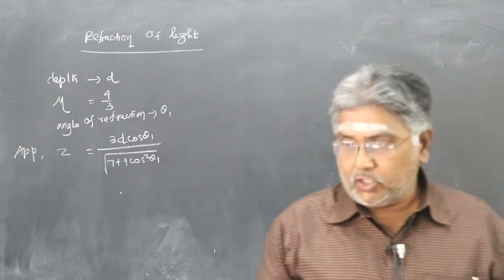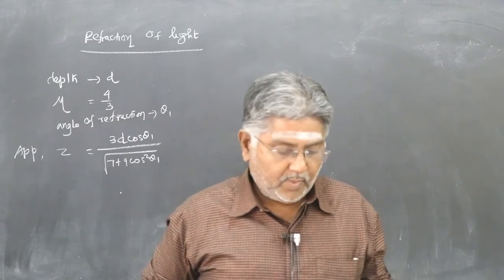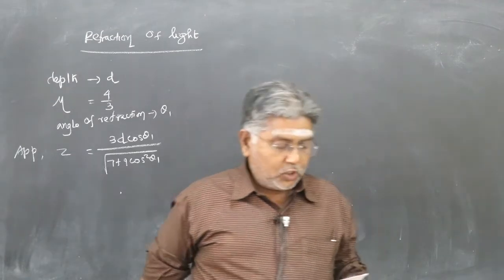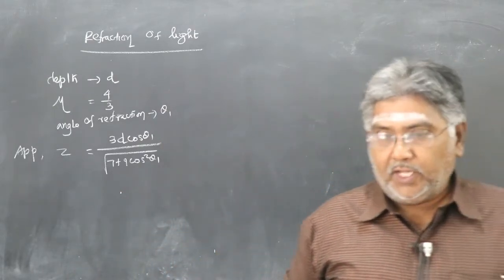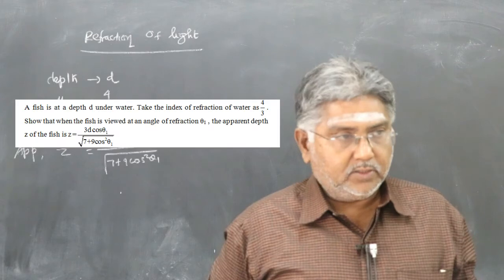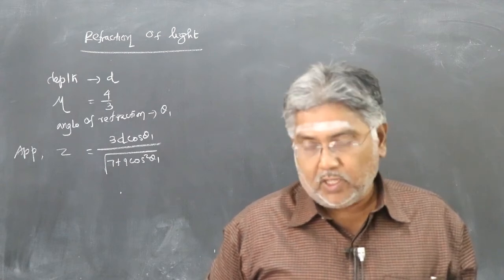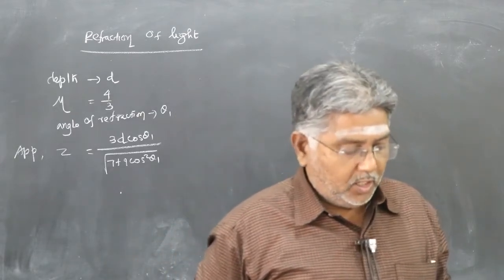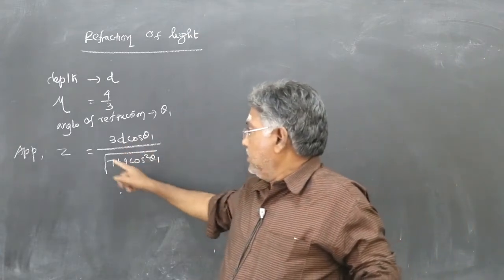The problem reads like this: a fish is at a depth d underwater. Take the index of refraction of water as 4/3. Show that when the fish is viewed at an angle of refraction theta 1, the apparent depth z of the fish is z equal to 3d cos theta 1 divided by root of 7 plus 9 cos squared theta 1. Apparent depth.